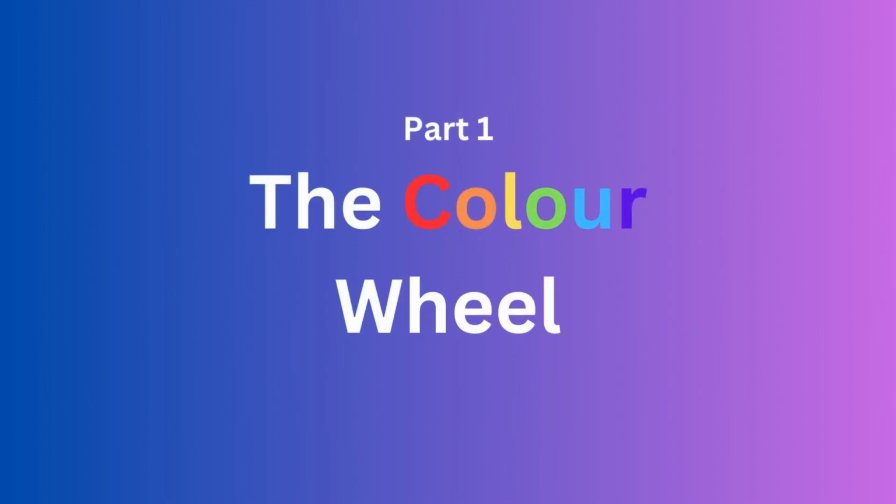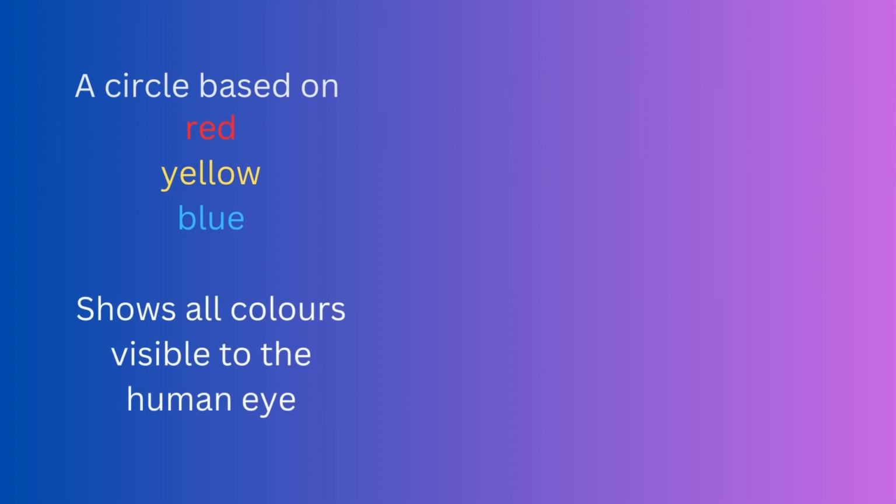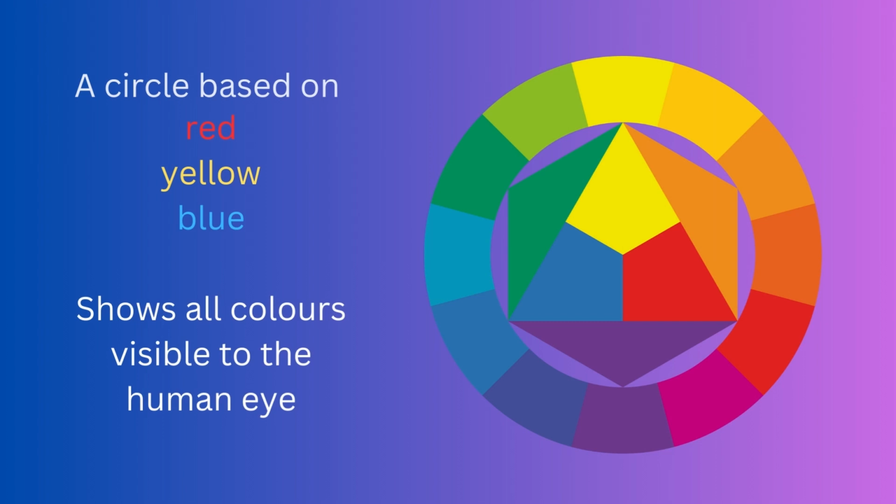In this video, we'll be learning about the color wheel. At the base, the color wheel is a circle based on three colors: red, yellow, and blue. The color wheel shows all the colors in one cohesive wheel. This is what it generally looks like. This is the one we'll be using as it's simple but easy to understand.